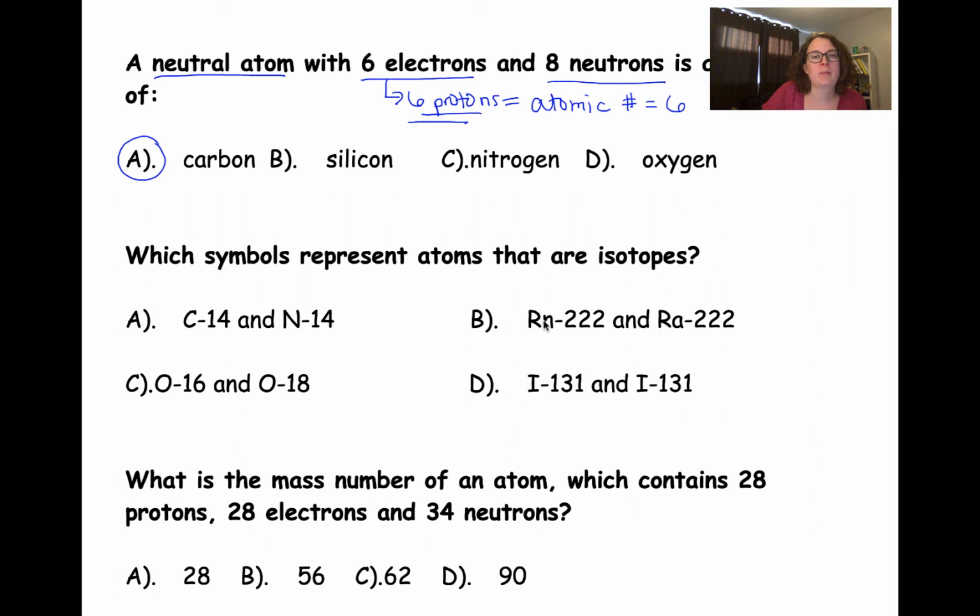In our next example, we can look at which symbols represent atoms that are isotopes. Right? So isotopes have to have the same element with different masses. Right? So if we look at A, we have different elements, carbon and nitrogen, with the same mass. So that's not going to be the right answer. With B, we have radon and radium. Those are different elements with the same mass, not isotopes.